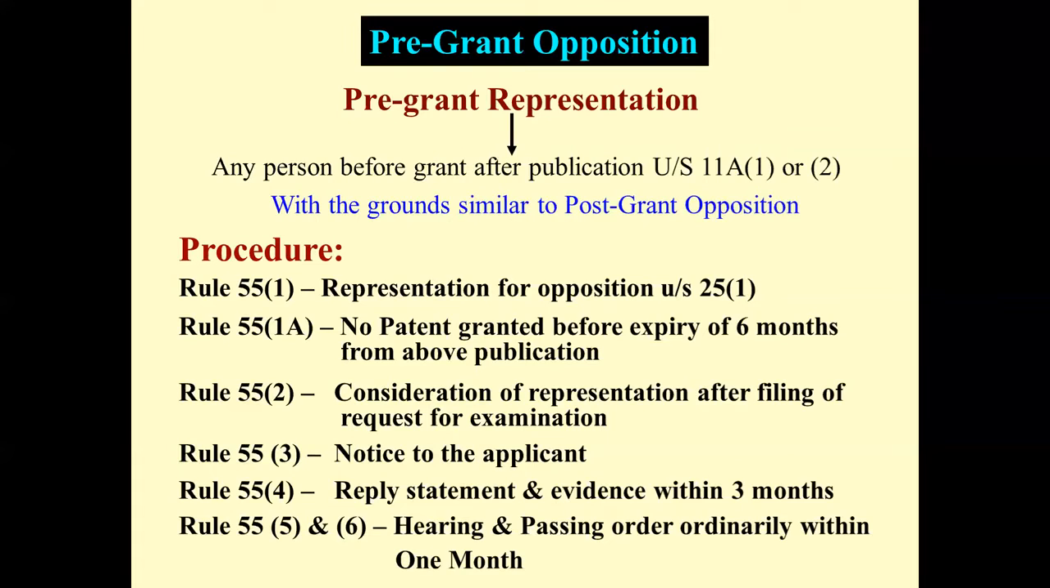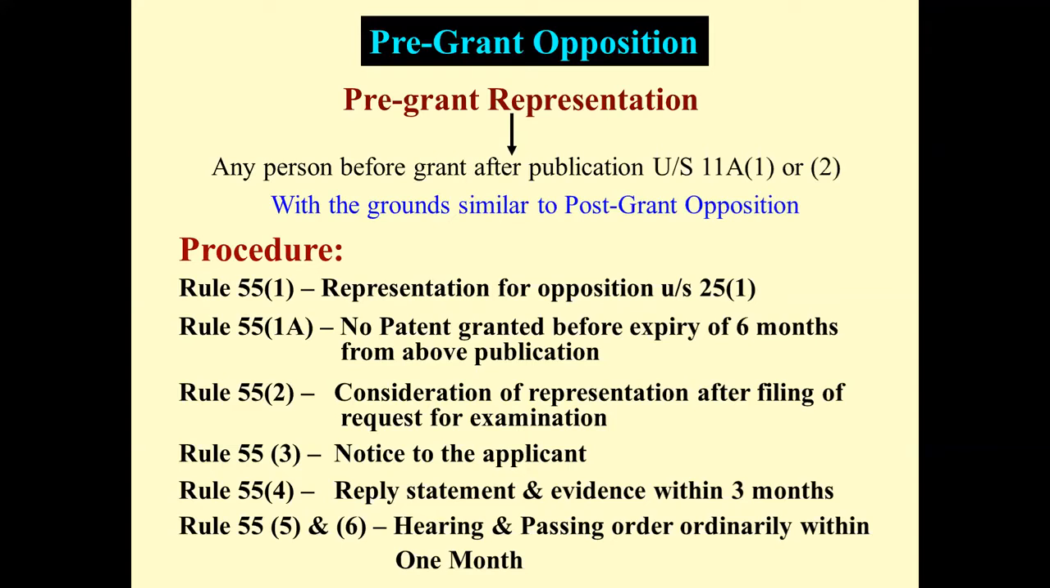Second, the rule says that we should wait for a period of 6 months from the date of publication before granting a patent. Why is this? Why is this window of 6 months? I will tell you. Let us take an example that on 1st of January 2021, you file an application for patent. And also, you have filed an express exam request for publication. So, on 1st of February 2021, it has been published. And you also file a request for examination.